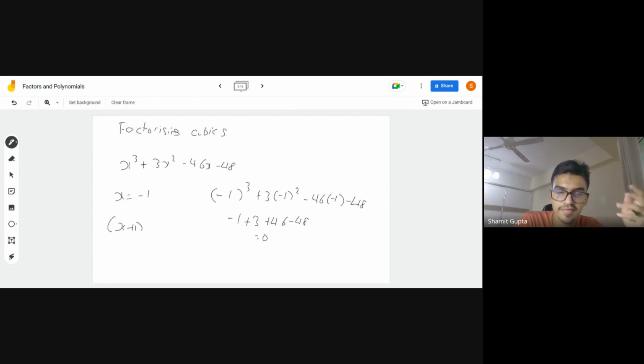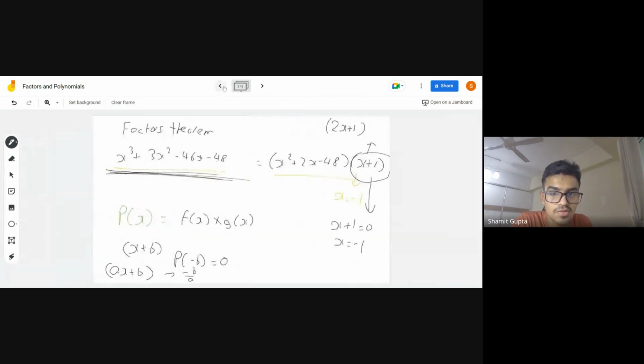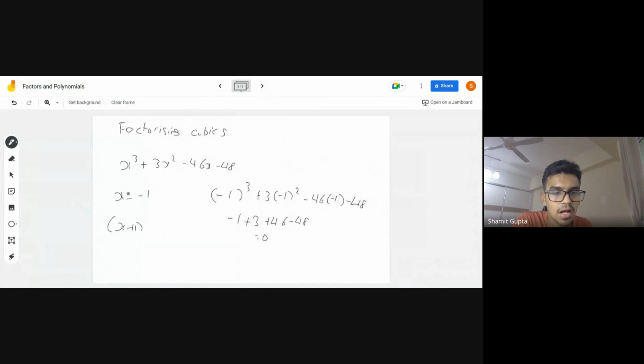So if x plus 1 is a factor, that means now you can do your long division, because we already found x plus 1 is a factor. Now, how will you know these values? See, usually they will not ask you this type of question in the exam. But if they ask you, you need to trial and error these values. Yeah, that's pretty much it for the factor theorem.